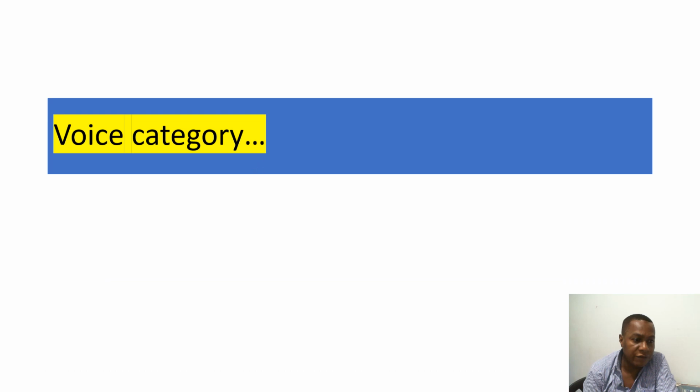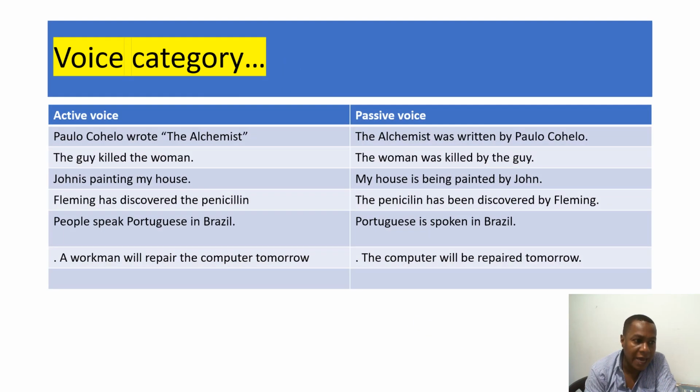Why? Because, for example, when we have active voice and passive voice, in active voice in simple past we have, for example, Paulo Coelho wrote The Alchemist. So in this case, the object is The Alchemist and the subject is Paulo Coelho. But sometimes we need to call attention to the object. That's why we use passive voice. So in this case, we say The Alchemist was written by Paulo Coelho. So the one that was the object of the sentence is now becoming the subject.